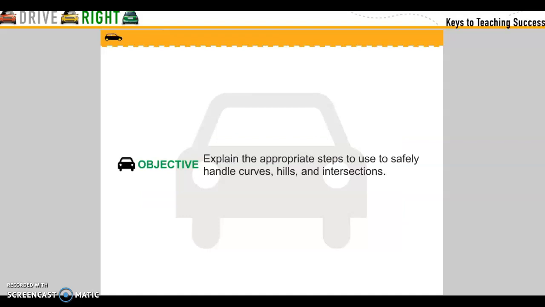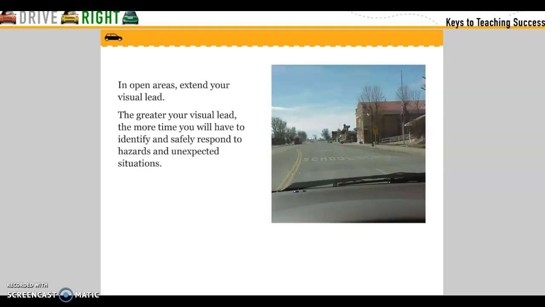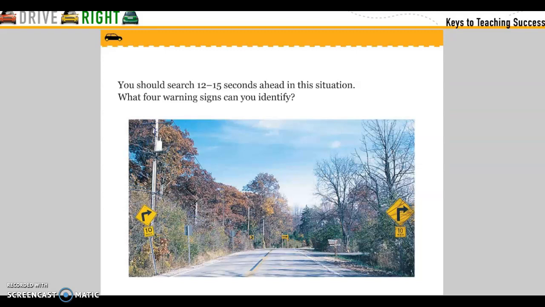Objective. Explain the appropriate steps to use to safely handle curves, hills, and intersections. Search pattern. You should apply the orderly visual search pattern technique in rural areas, where your 12 to 15 second visual lead covers more area because of higher speed. In open areas, extend your visual lead. The greater your visual lead, the more time you will have to identify and safely respond to hazards and unexpected situations. You should reach 12 to 15 seconds ahead in the situation.